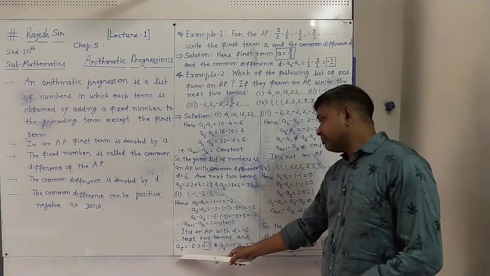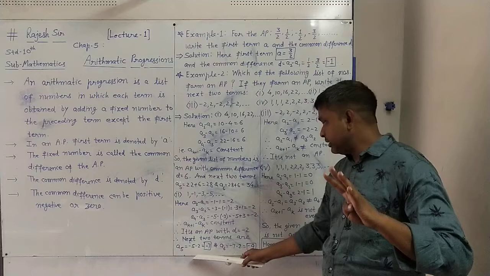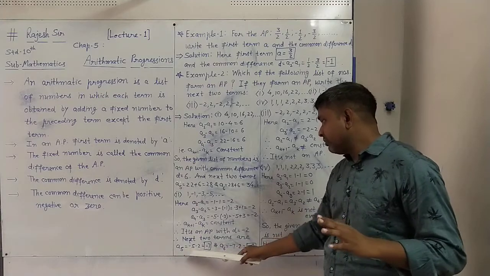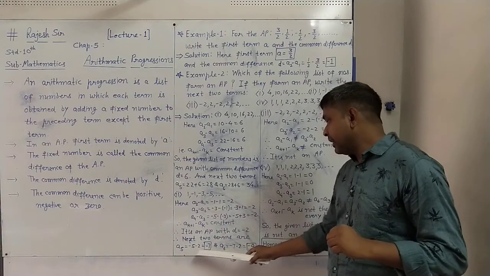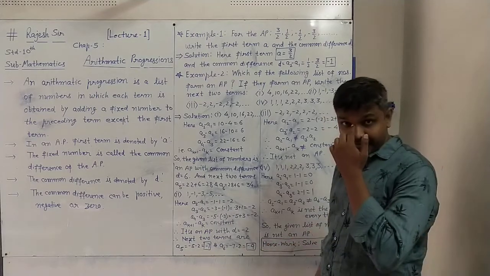To get the fifth term, to its previous term, that is the fourth term, we have to add D, that is the common difference. So its fifth term is minus 5. In that we add this minus 2. So minus 5 and minus 2 give minus 7.